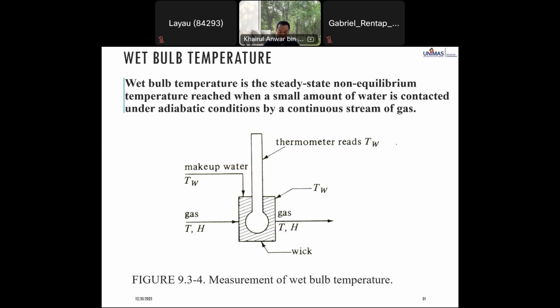So this is a wet bulb temperature. For the wet bulb temperature, this is the thermometer. To get the wet bulb temperature, the thermometer must be soaked in water. Then you get the wet bulb temperature. If there is no water inside here, we call it a dry bulb temperature. So this container or wick is so that wick is wet.